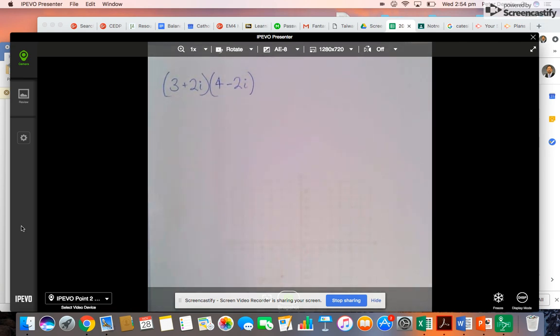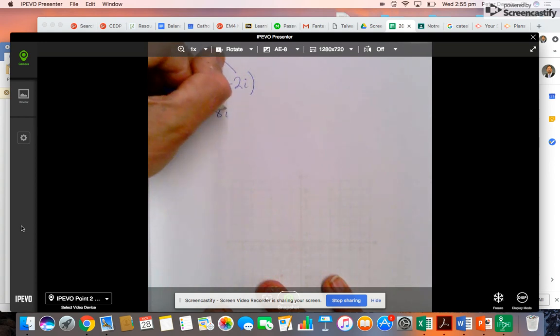Okay, so we're going to look at multiplying by complex numbers. This is the next sort of thing that we'll go into. To multiply these complex numbers, we just multiply the real parts. 3 times 4 is 12. There's nothing hard here. 3 times minus 2i is minus 6i. 2i times 4 is plus 8i.